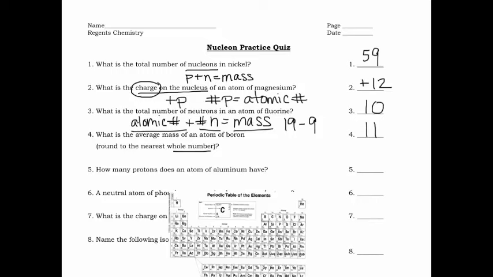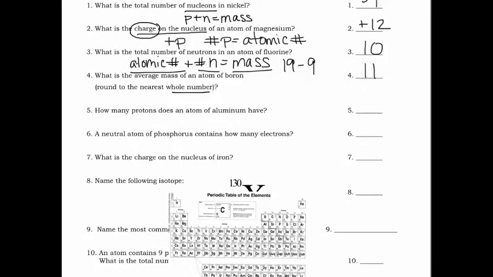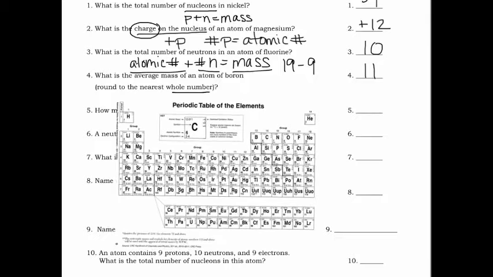I'm going to move this up a little bit. How many protons does an atom of aluminum have? And we set up here, the atomic number is the number of protons. So we're going to need to find aluminum in here. Here's aluminum. The atomic number is the bold-faced number below it. So that would be 13.